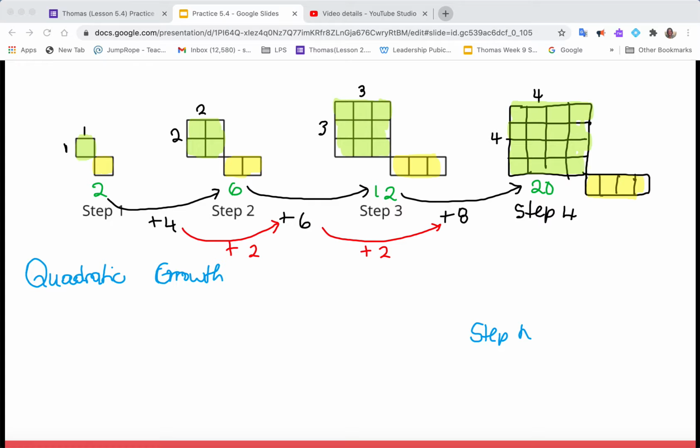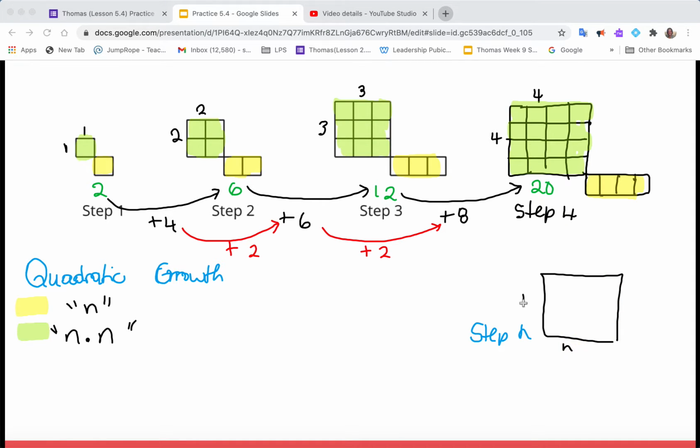So what I noticed based on what I'm seeing here is for my yellow portion, that happens to be n in my pattern. That happens to be n. And for my green portion, that happens to be n times n. So if I should draw step n, this is what I'm noticing.